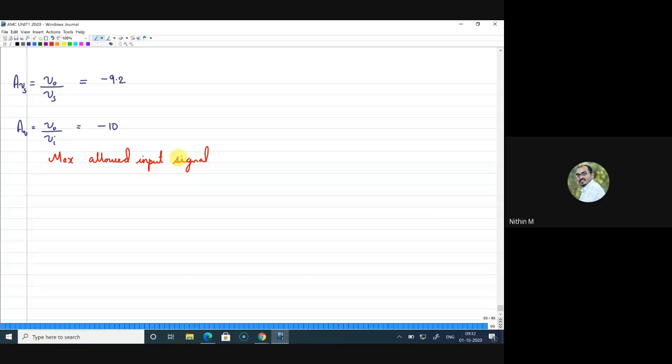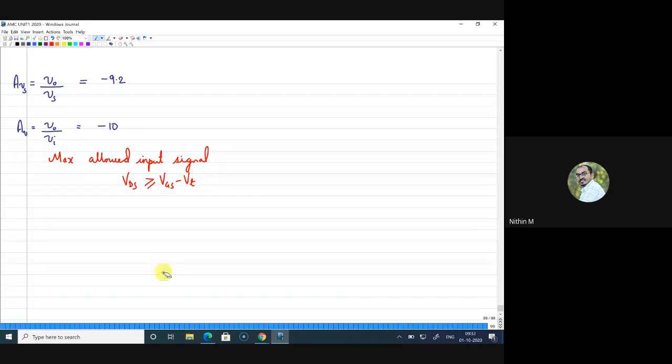Any doubts in between? You have any doubts? All right. So the maximum allowed input signal can be obtained by the condition for saturation. So what is the condition for saturation? The condition for saturation is VDS should be greater than VGS minus VT. This is the condition for saturation.